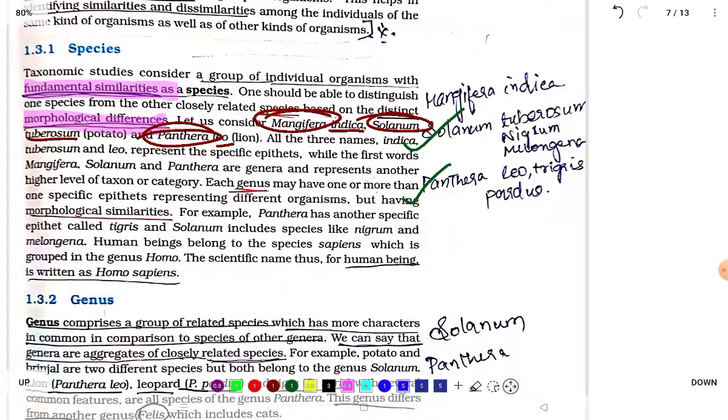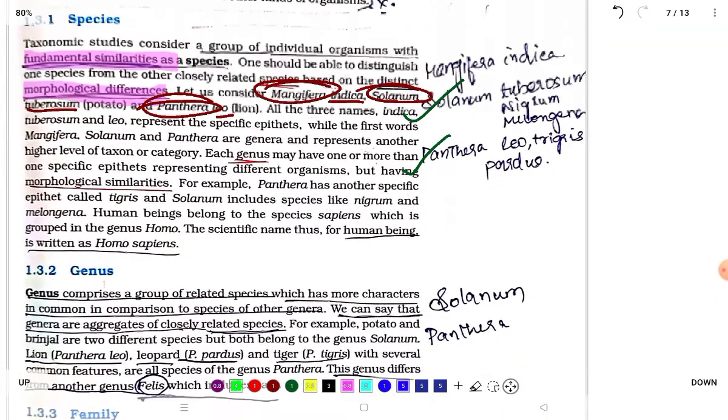For example, Panthera has another specific epithet called tigris, and Solanum includes species like nigrum and melongena. Human beings belong to the species sapiens, which is grouped in the genus Homo. So what is the scientific name for human beings? It is Homo sapiens. Homo is the genus name, and sapiens is the specific epithet. Hope you understood the species.